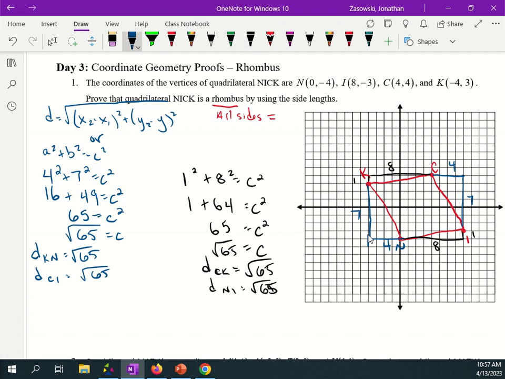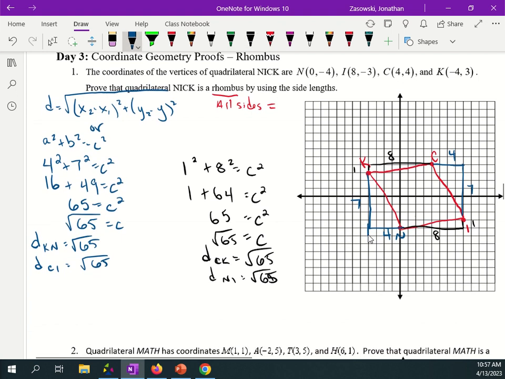Okay? Now that we've done the work to get the distances, we've stated what they are, we're going to make a quick statement. What can we say about this work that we've just shown? All sides are equal, so we'll say that KN is equal to CI, which is equal to CK, which is equal to NI, right? And why are those equal again? Because that is the distance, right? And the distances are equal or the same.